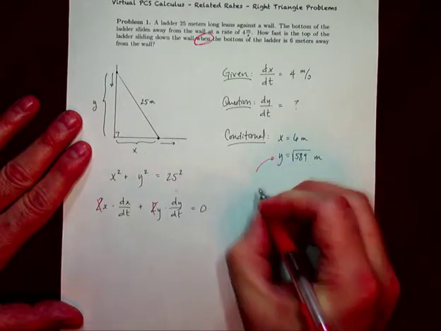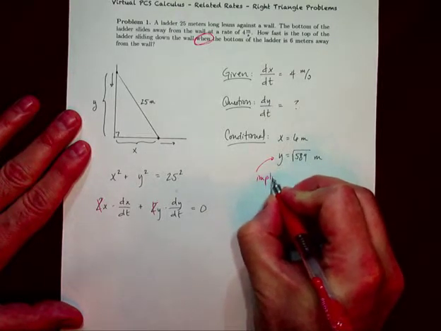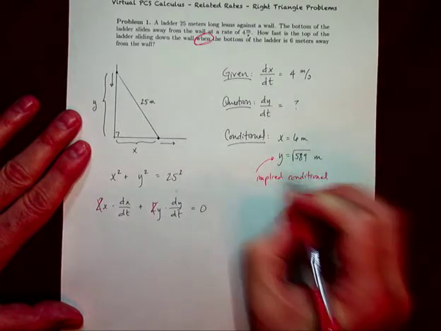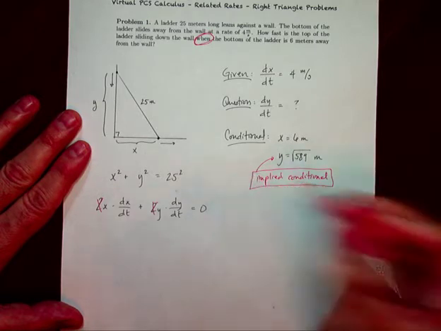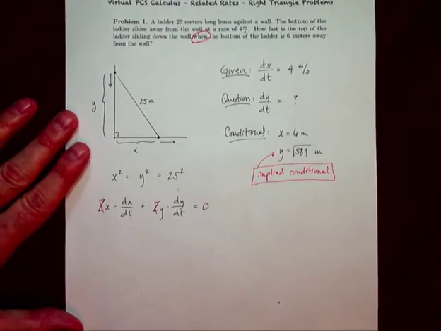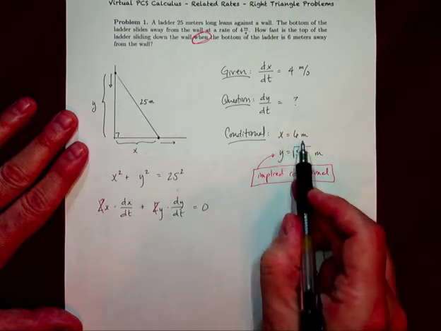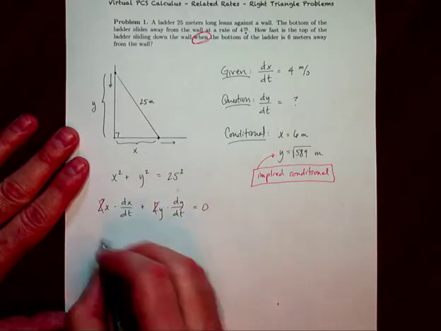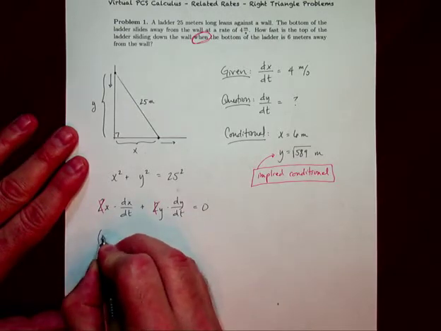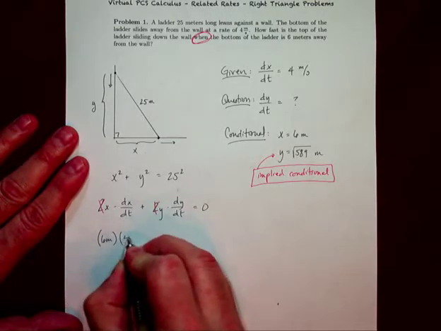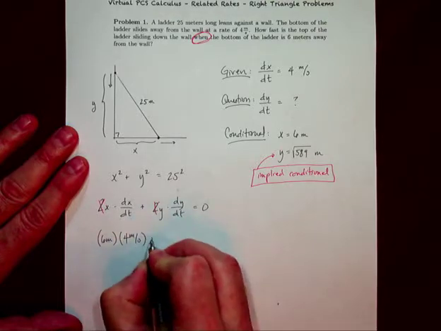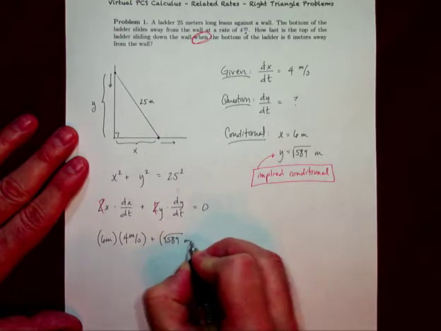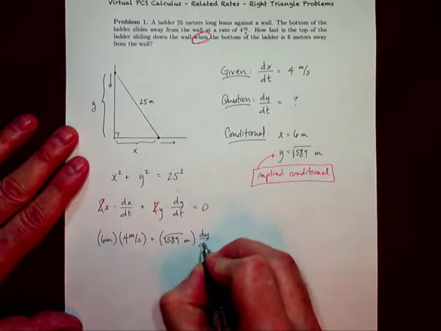This one was what I usually refer to as implied conditional information. And that just means that if you differentiate and are missing some information, there was other information implied by what was explicitly stated. You just have to go fetch it, okay? So in this case, we have x, we're going to go ahead and plug in 6 meters. dx/dt is 4 meters per second. Your y is the square root of 589 meters, and now you're looking for dy/dt.